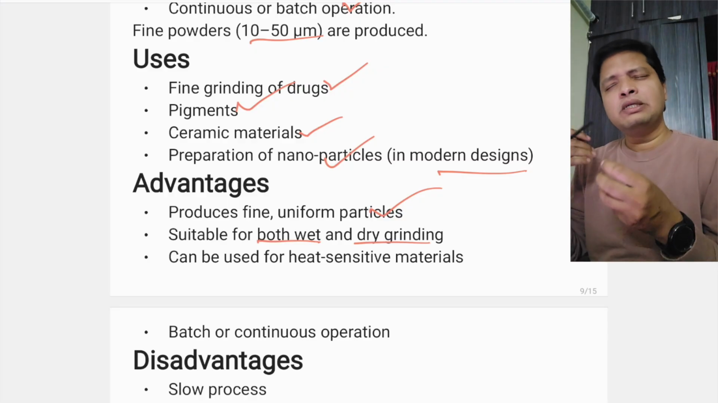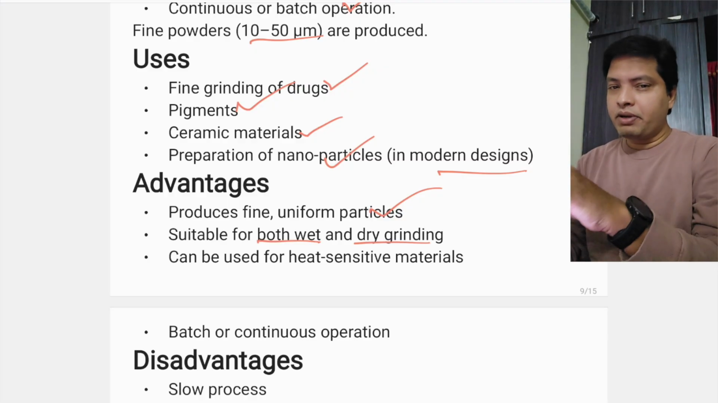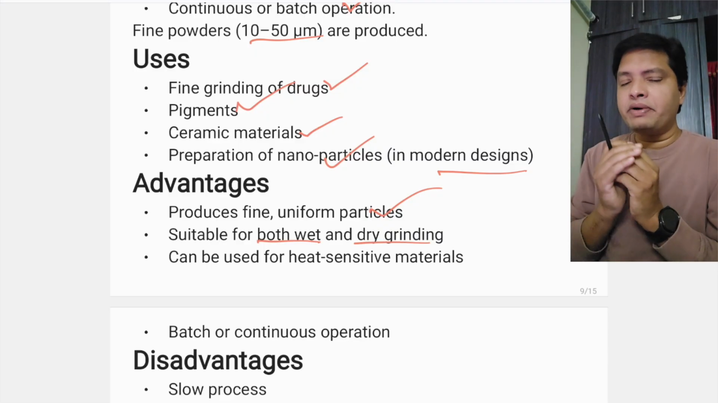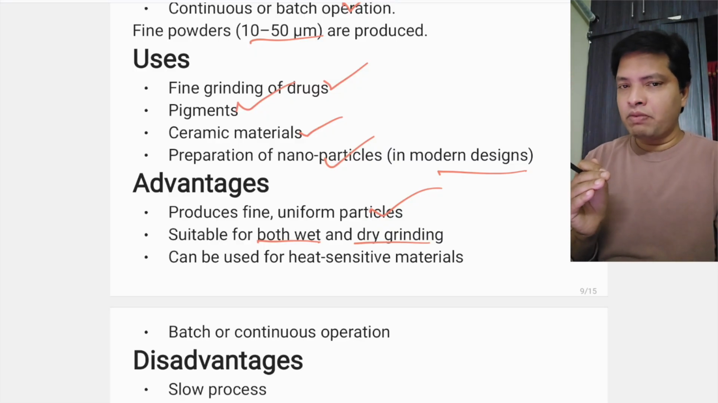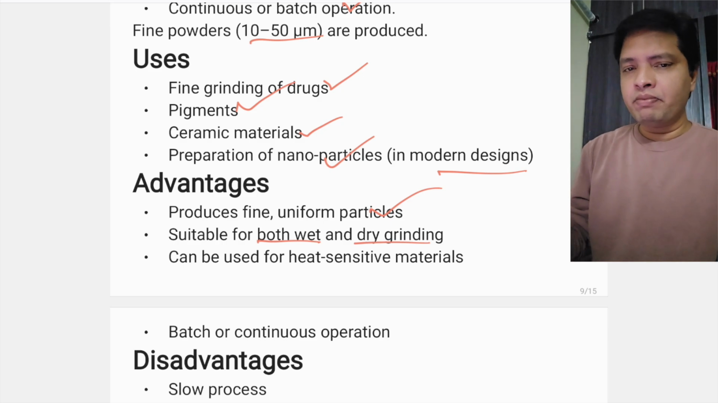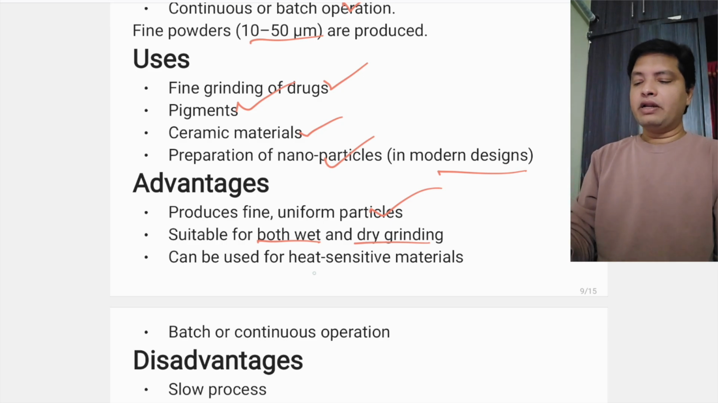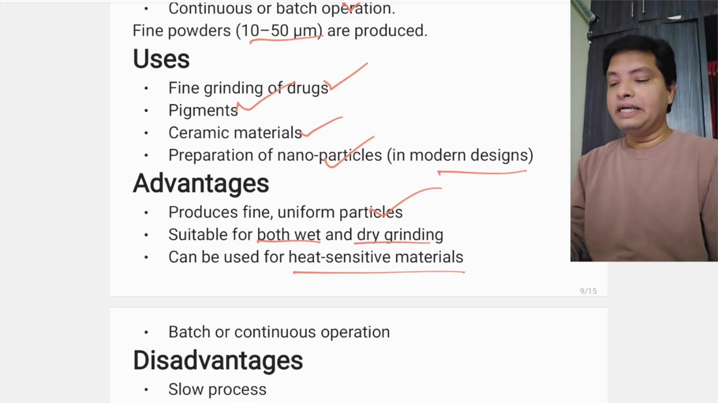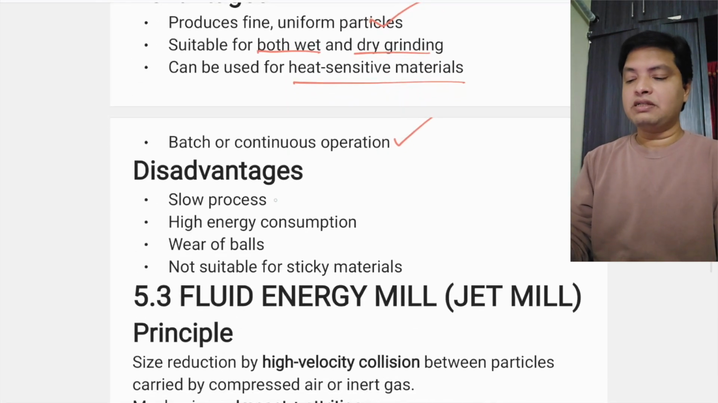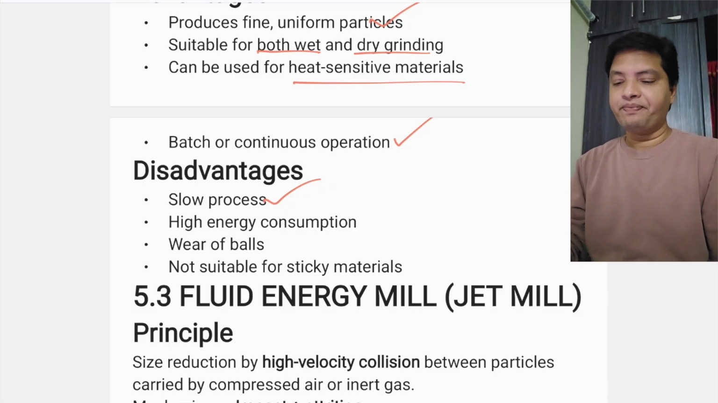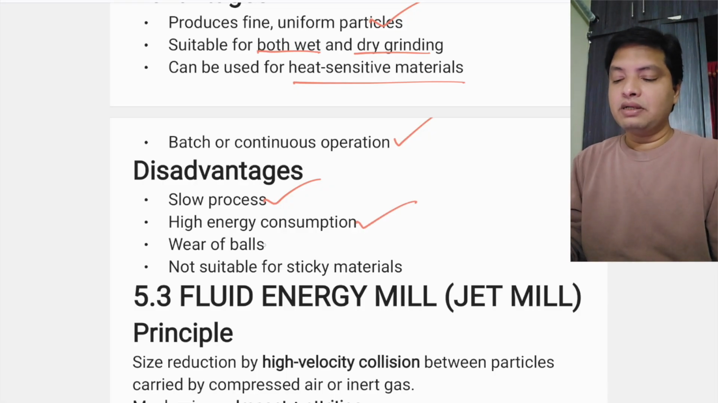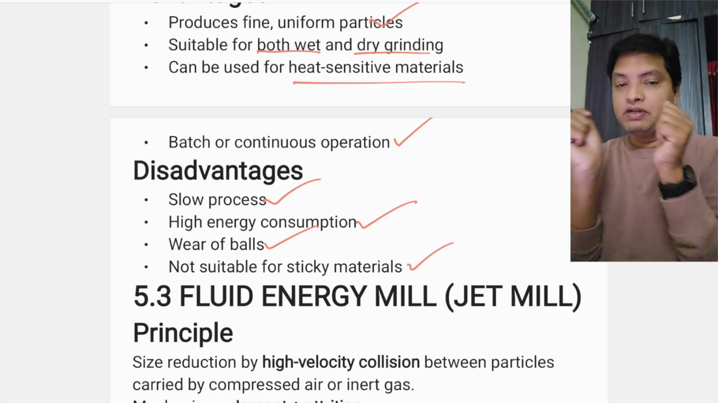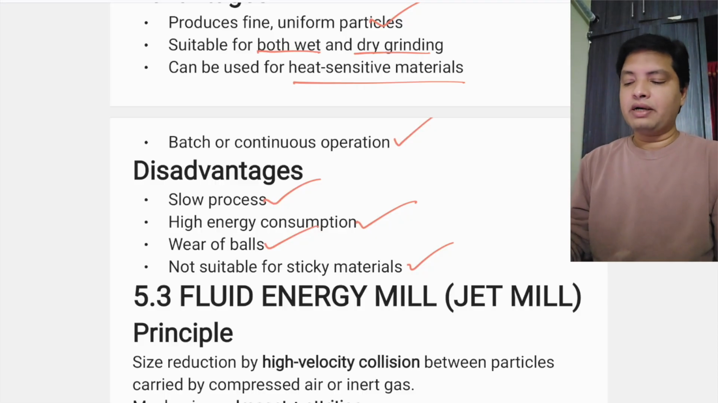It means if the powder has more moisture, no problem, we can go there. Not excessive moisture, but comparatively we saw the powder should have less than 5% moisture. If your powder has 10% or 15% moisture also, you can go for ball milling. It can be used for heat sensitive drugs because more heat is not produced here. Batch or continuous operation can be done. The disadvantage is that the process is very slow. It will take so much time. High energy consumption, wear and tear of balls, and not suitable if the material is sticky, because the balls will stick to each other and will not cause attrition and impaction.